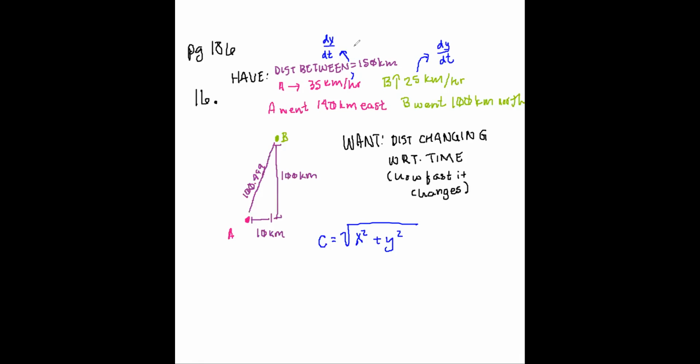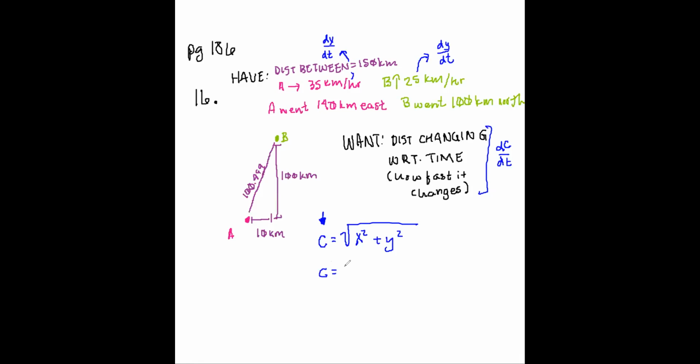Okay? Because this is going to be the change on the x-axis, and this is going to be the change on the y-axis. So A is moving horizontally and B is moving vertically. And then this is what we actually want, this length. But rather what we want is the distance changing with respect to time. So that is going to end up being dc dt. Okay? All right. So now we need to differentiate with respect to t.